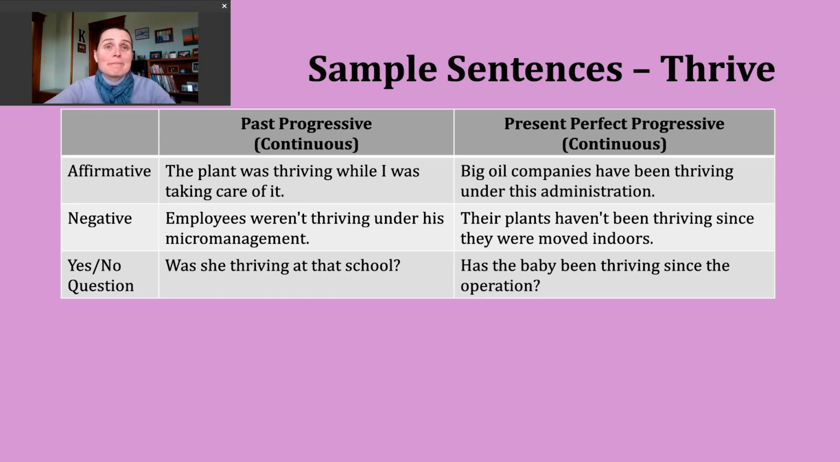Finally, let's look at making a yes or no question in the present perfect progressive. To do this, I start with have or has, then I'm going to have my subject, right? Have or has needs to match that subject. Then we use been, and then the ing form the verb. Here's the last example. Has the baby been thriving since the operation?